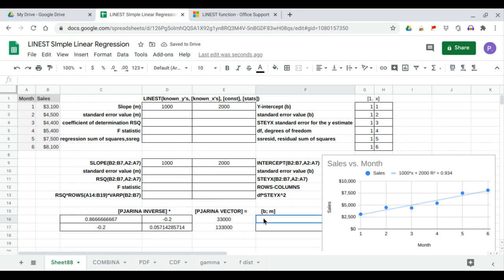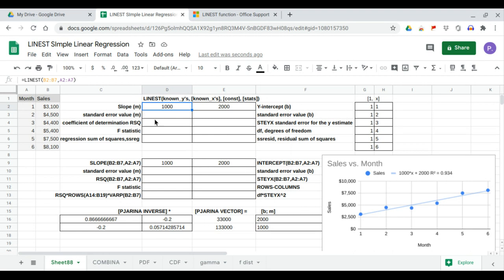Now we can calculate the coefficient. So it is MMULT of the pseudo inverse and the pseudo cofactor vector. So 2000, which is the intercept, matches our intercept formula and LINEST output. 1000, which is m, matches our slope function and our LINEST output and our trend line.